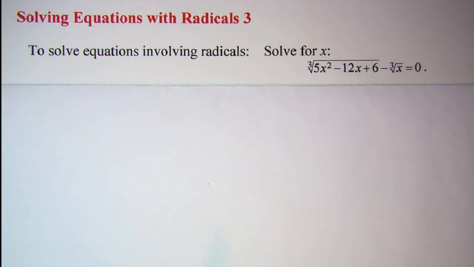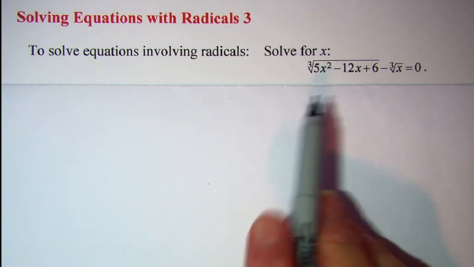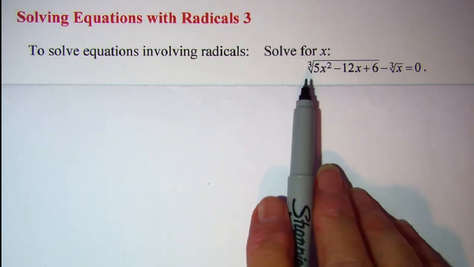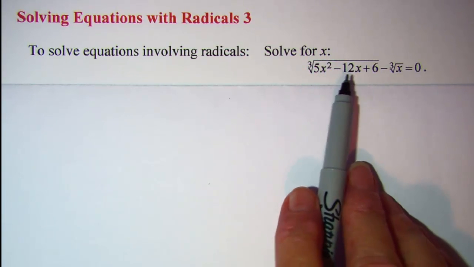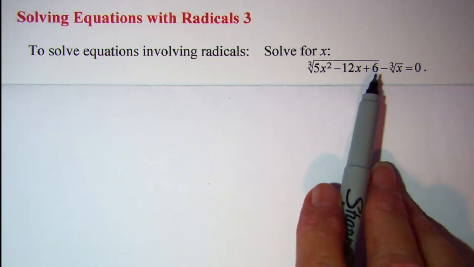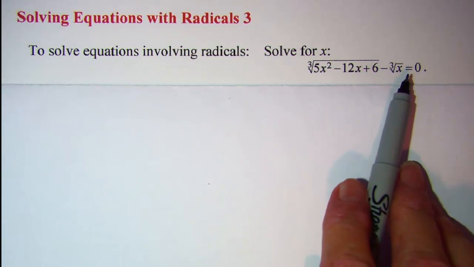In this video, we'll be solving an equation which contains radicals. The problem that we'll be working with is to solve for x: the cube root of 5x squared minus 12x plus 6, subtract the cube root of x, is equal to 0.